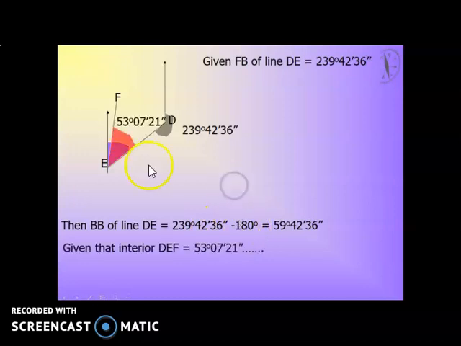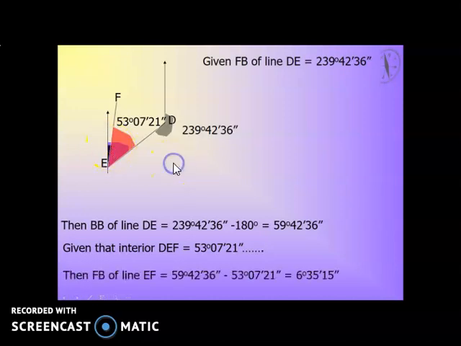And again you are given the measured value of the angle at E, and the measured value is 53 degrees, 7 minutes and 21 seconds. So you can find out this particular angle here, and this angle then becomes your forward bearing of the line EF, which is taking the big value, 59 degrees, 42 minutes and 36 seconds, and subtracting away the small value of 53 degrees, 7 minutes and 21 seconds. So you get the forward bearing of the line EF, and you continue.